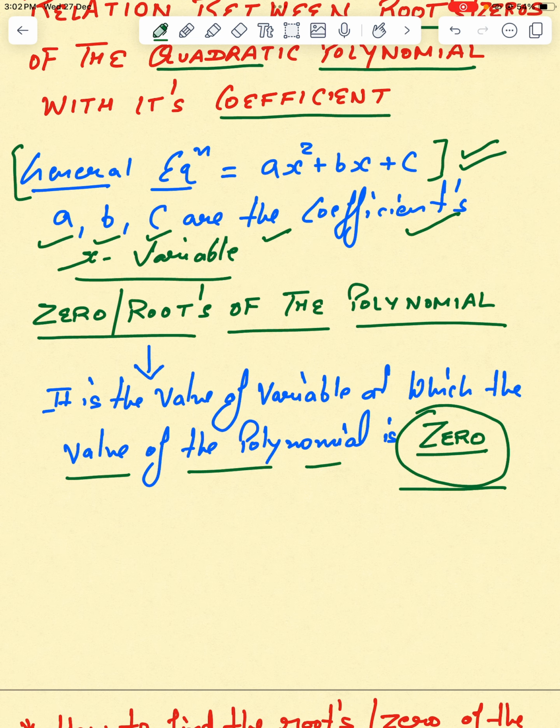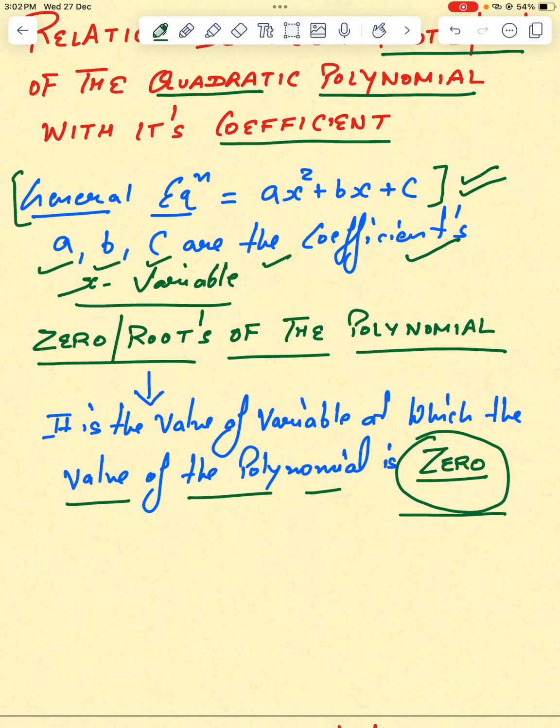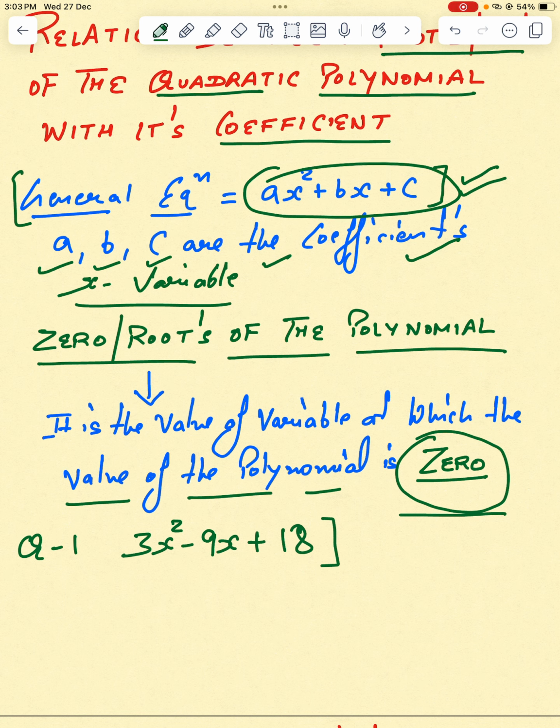Also, if I want you to find the coefficients from a given quadratic equation, for example, I have one equation, that is 3x square minus 9x plus 18. So in this equation, try to find the coefficients. How to find it? Just compare it with the general equation, that is ax square plus bx plus c, compare with our given equation, right?